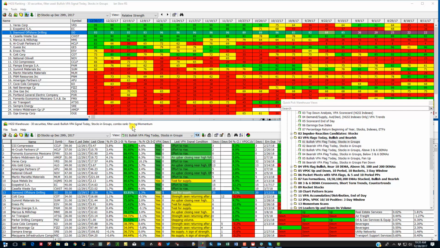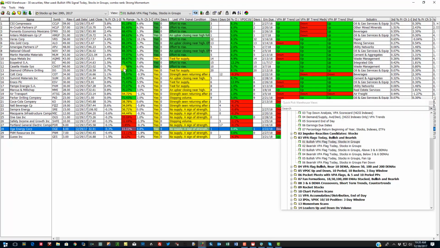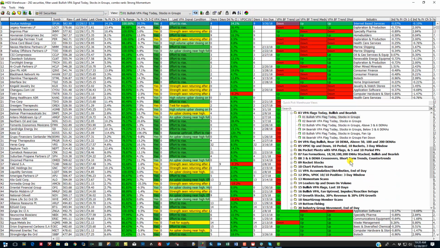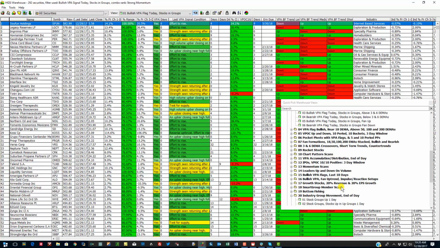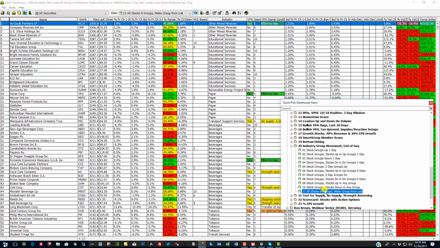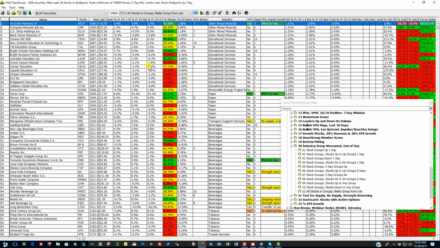There's one more thing that I'll leave you with. I'm going to go back to all securities, and I'm going to go back down here to the industry group movement end of day, all stocks and groups, and I'm going to make a list. There's 3,306 securities in here. Alternate G. These are stocks that have been assigned to groups in HGSI.